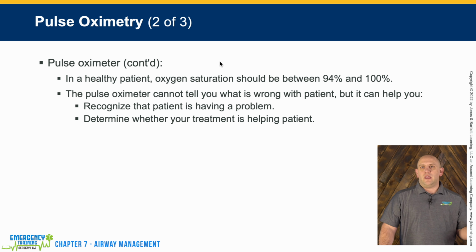Our healthy patients, we're looking for oxygen saturation 94 and up to 100%, depending on where you live. So this is a great textbook answer to say 94 to 100, but we can also see in some of our patients that live at higher elevations that 92 or even lower, and that is normal for them.